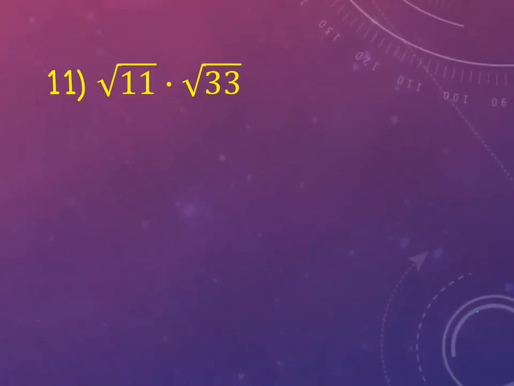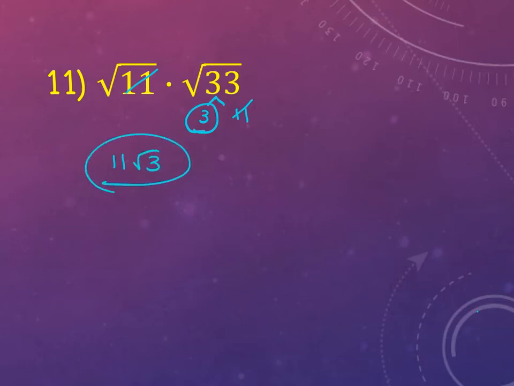All right, so the 11 doesn't break down, but the 33 is 3 and 11. That means there's 2 11s, so 11 goes to the outside. This time, this 3 doesn't have a pair, so it stays underneath all alone because it doesn't have a partner, okay? Stays isolated all by itself, just like all of us are, underneath the square root. And I'd get 11 square root 3. Everybody still good? Yeah? Okay.